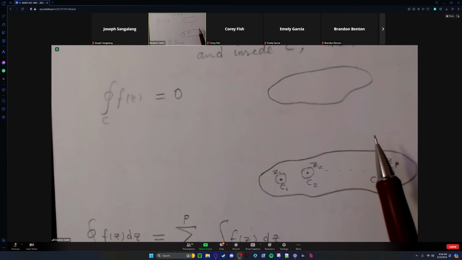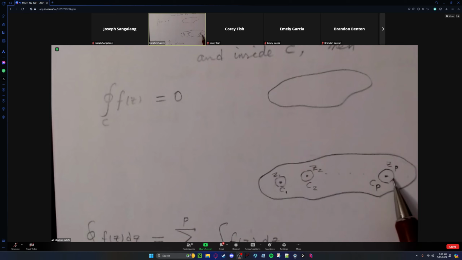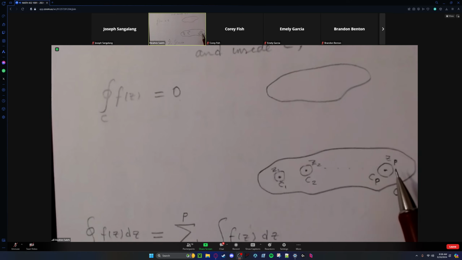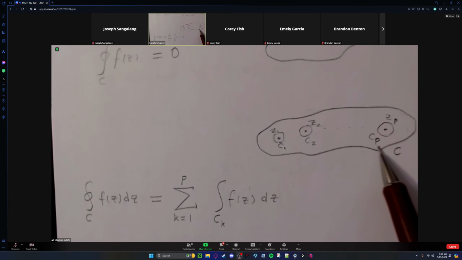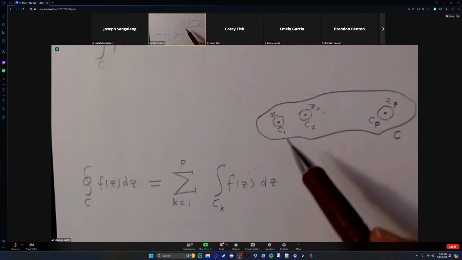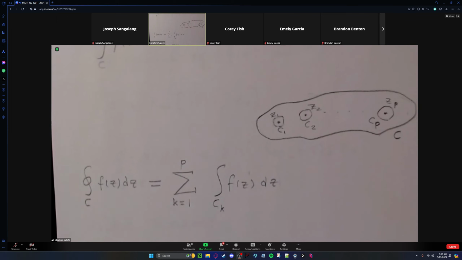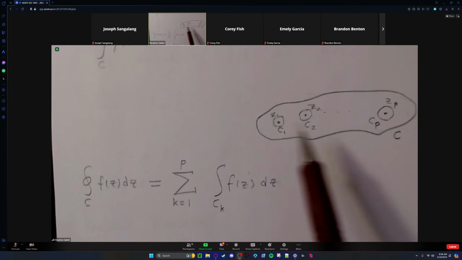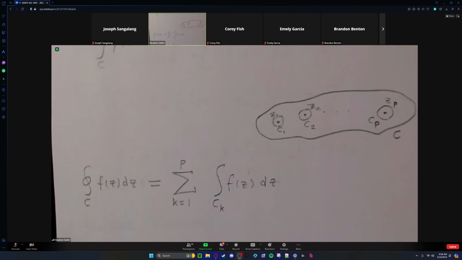How about if we have a bunch of singularities, a bunch of bad points? Again, Cauchy theorem says the integral over this outer boundary is equal to the sum of the integrals over these little boundaries. We usually isolate those singularities. Then the integral over the whole thing will be equal to the integral over these.